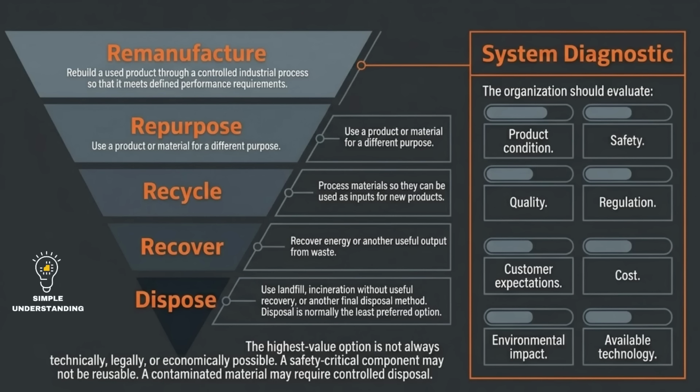Remanufacture. Rebuild a used product through a controlled industrial process so that it meets defined performance requirements. Repurpose. Use a product or material for a different purpose. Recycle. Process materials so they can be used as inputs for new products. Recover. Recover energy or another useful output from waste. Dispose. Use landfill, incineration without useful recovery, or another final disposal method. Disposal is normally the least preferred option.